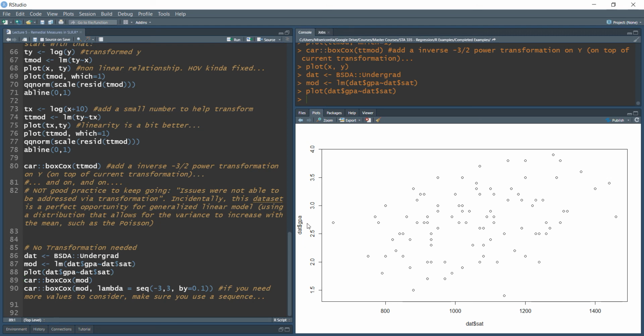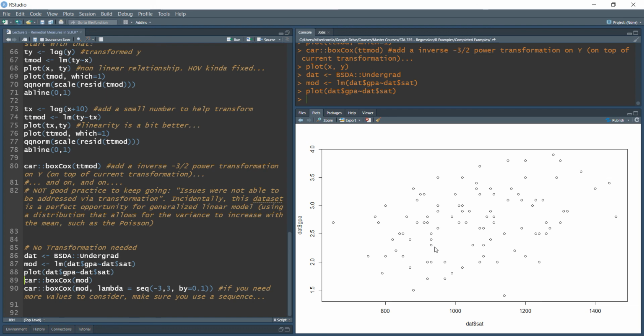And what we see here is a nice little data cloud. Looks like we've got some small positive relationship between SAT and GPA, or a small positive correlation. And so in this particular case, we could consider looking for a transformation.